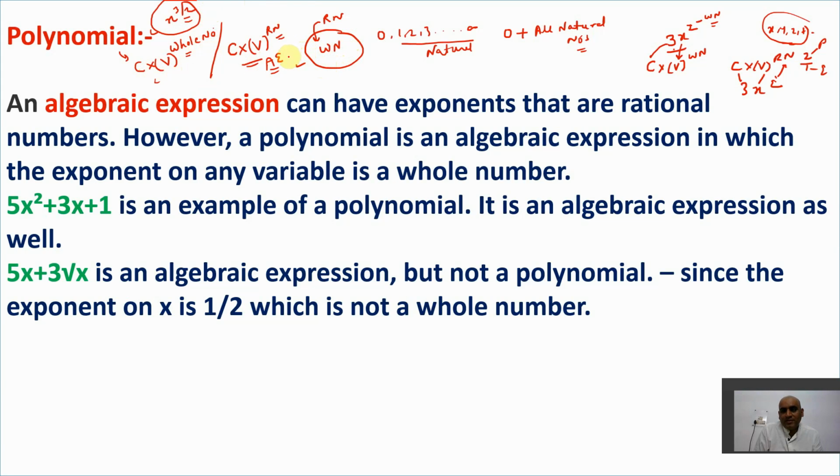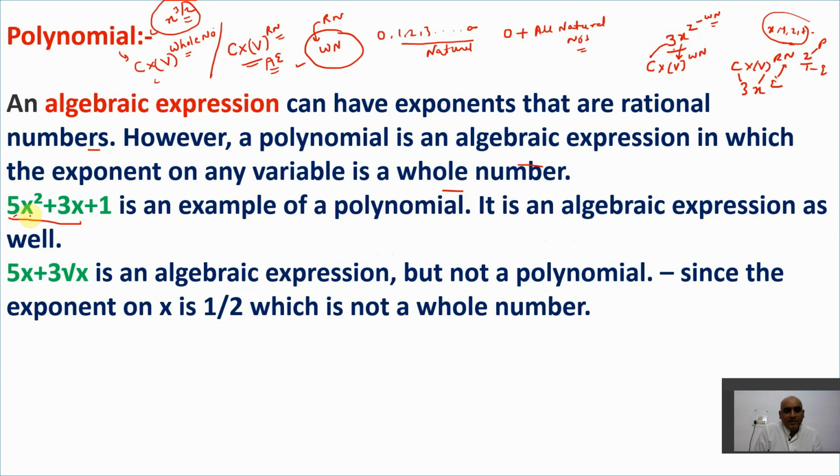Very, very important concept this is, right? So this is the basic idea of an algebraic expression and a polynomial. You can see here, an algebraic expression can have exponents that are rational numbers. Yes, they have rational numbers. However, a polynomial is an algebraic expression in which the exponent is a whole number. We have already studied that. He has taken some examples here. 5x squared plus 3x plus 1 is an example of a polynomial. Yes, it is a polynomial and it is an algebraic expression as well.